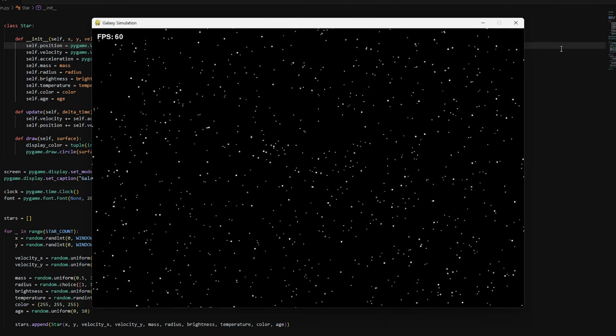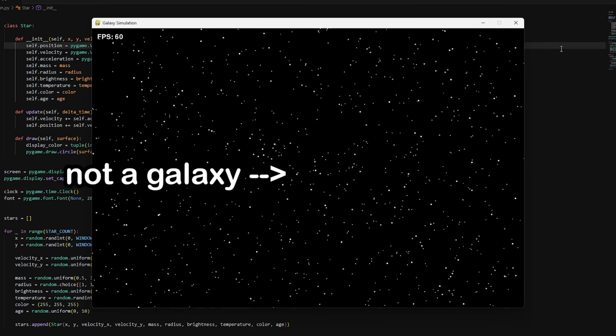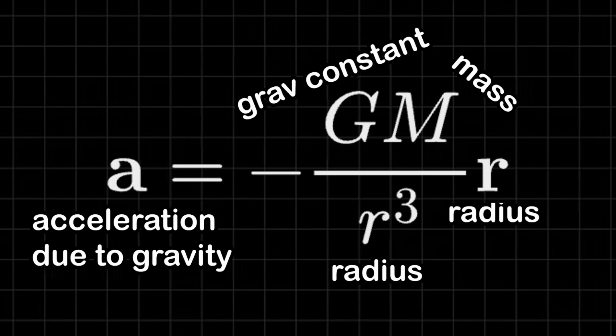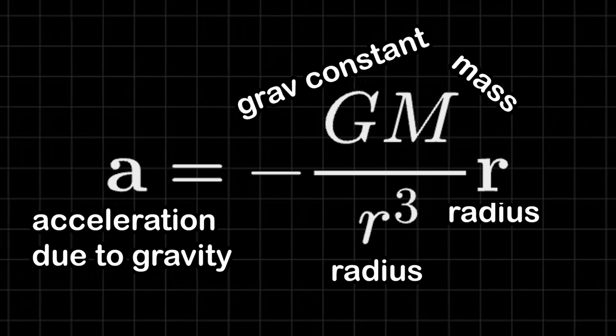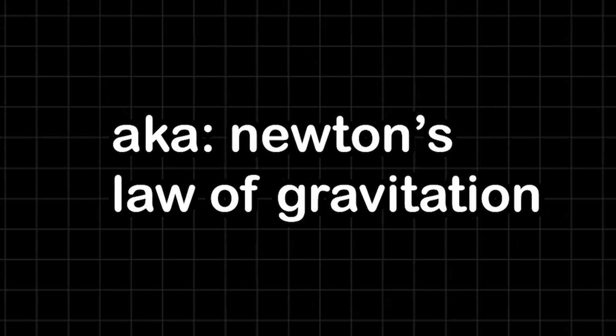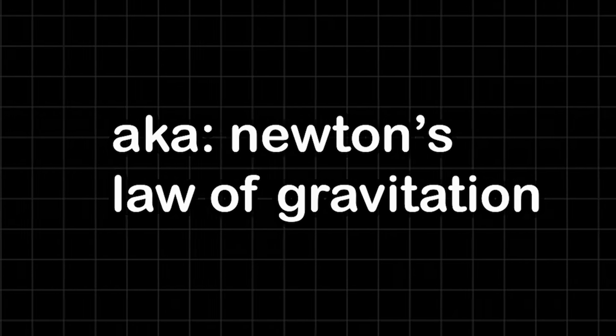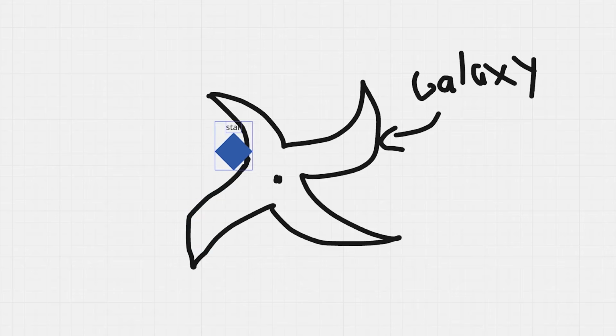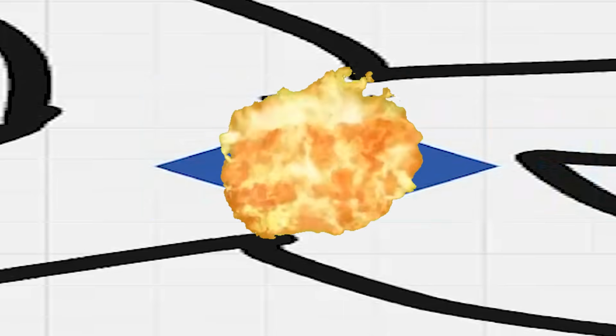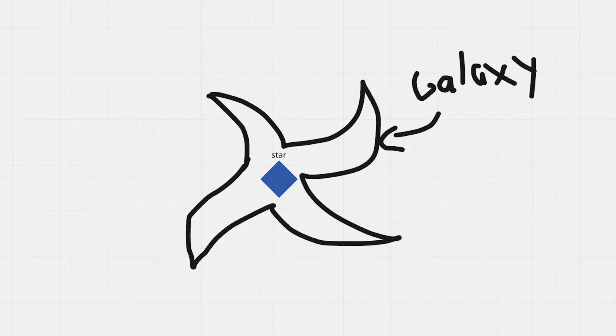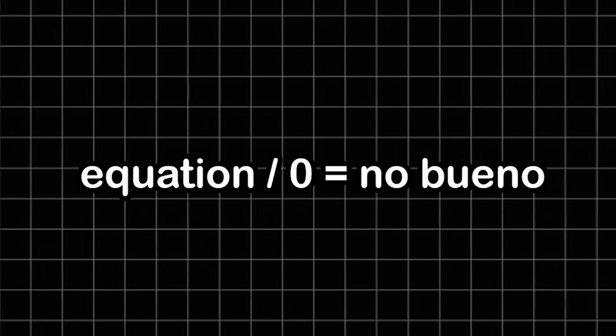Of course, a bunch of dots on the screen isn't a galaxy because we don't have gravity. To turn these dots into stars, we can rely on our boy Newton. The big man himself created an equation that basically says the closer a star gets to the center of the galaxy, the stronger the gravity will become. But there's a catch to this. If a star reaches the exact center of our galaxy, the equation will try to divide by 0, which would explode our laptops because they can't divide by 0.